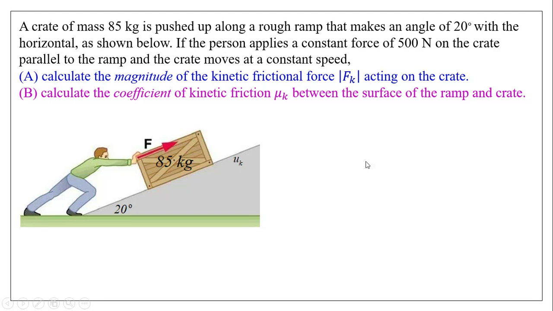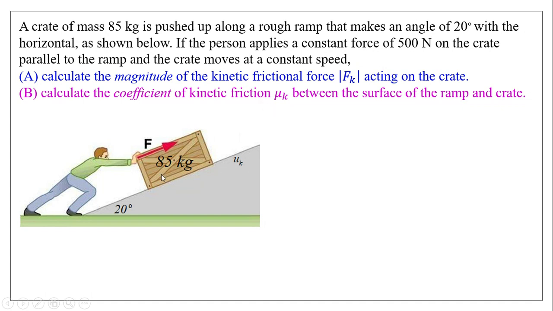Alright, so in this particular video, we have a crate of mass 85 kilograms. It is pushed up a rough surface, and the angle of the ramp is 20 degrees. It says if the person applies a constant force of 500 newtons onto the crate that's parallel to the ramp, and if the crate moves at a constant speed, it wants to find A and B. A asks for the magnitude of the kinetic frictional force, and B asks to find the coefficient mu k.